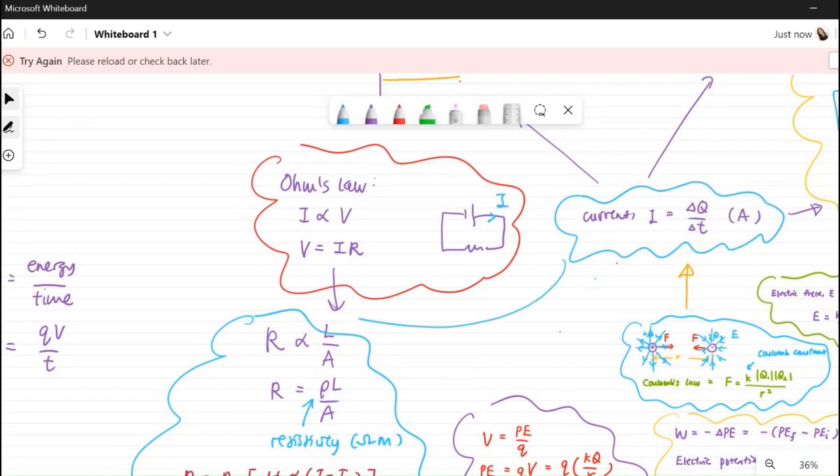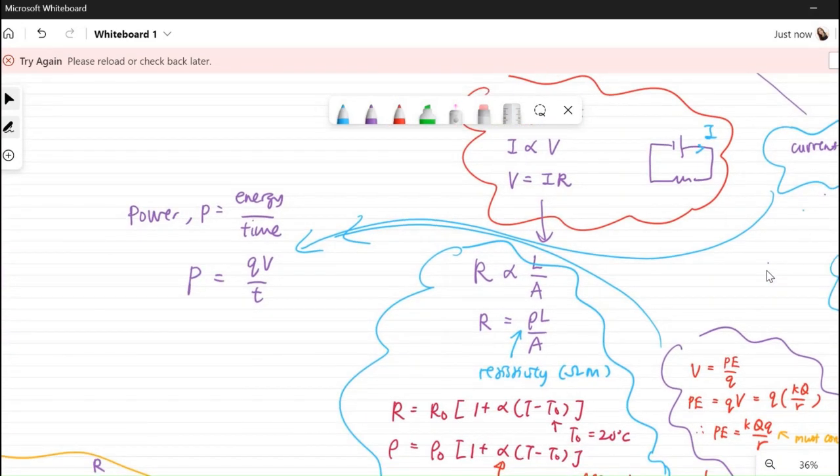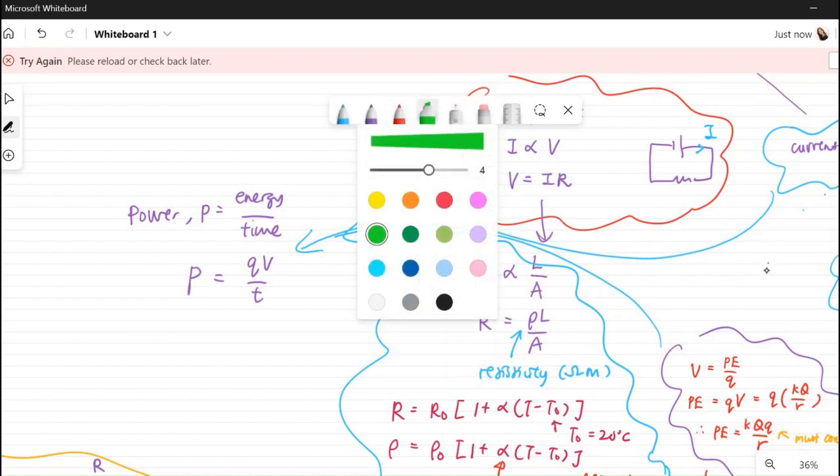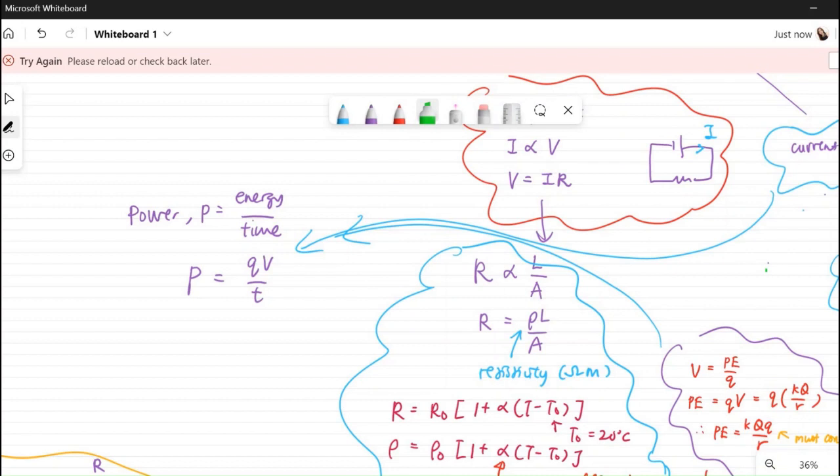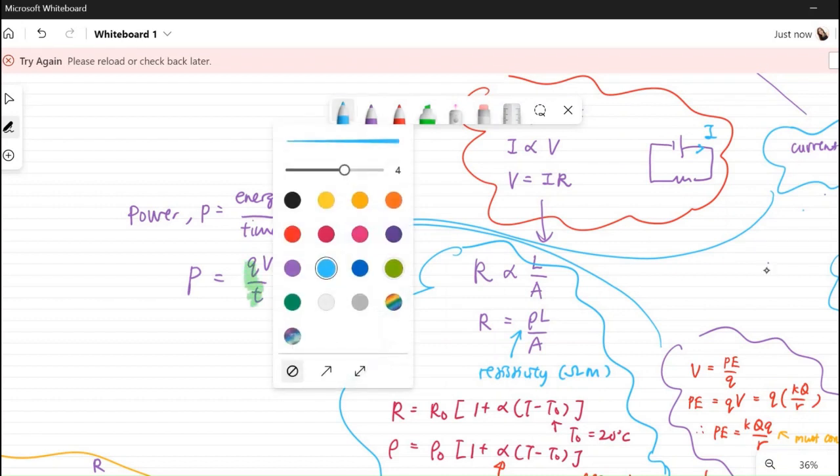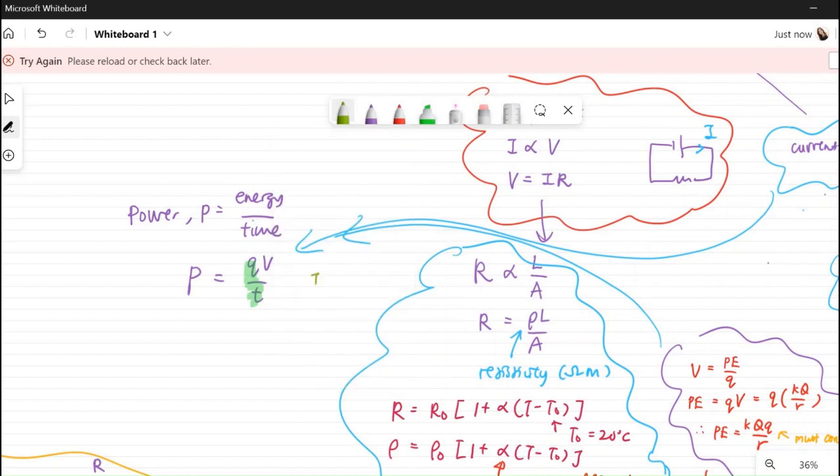So I use the definition of current, and I also use the definition of the electric potential to derive the expression for power. From here, I know that the power is QV over T, where Q over T is referred to as current, right? Q over T is equal to the current. You can use the capital letter T or small letter t. So eventually, power is equal to the product of VI.